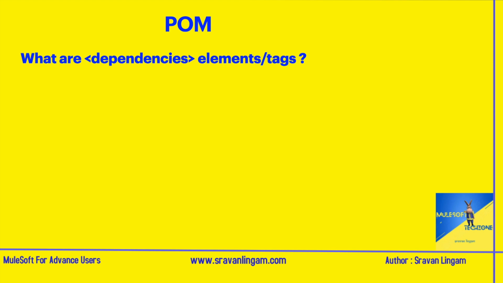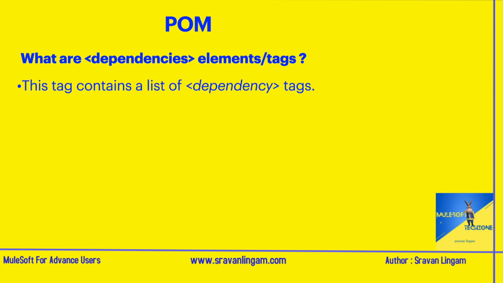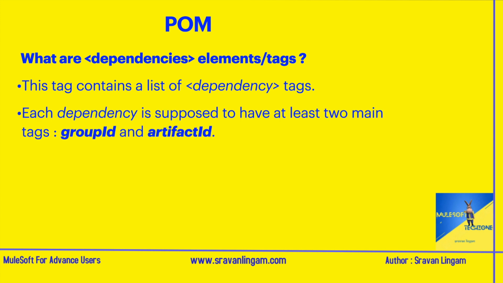So what are dependencies? We can call them elements or tags or whatever. As a beginner developer, you might have seen that whenever you drag and drop a connector in your Mule canvas, a dependency is automatically added into your pom.xml. You might have noticed the dependencies tag, but you don't really know what dependencies are. So basically this contains a list of dependency tags. Inside dependencies there are multiple dependency tags. So what are they doing?